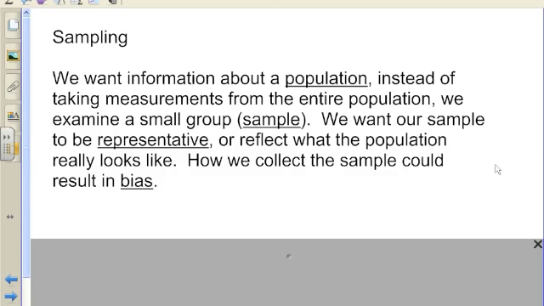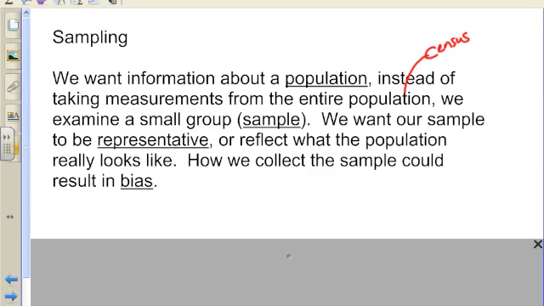Population, you're thinking of a big group. It could be a big group of people. Could be all of the students at Granger High School. That's a population. Could be all of the dolphins on the planet Earth. Okay, big whole group. But instead of taking measurements from the entire population, by the way, that's called a census, we don't do that. Instead, we examine a small group.